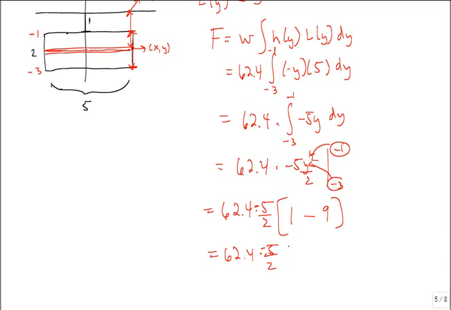-5 halves times -8. And so when you punch all that in, it does become positive because this negative from that depth and this negative from our bounds is going to cancel each other out. You should be getting a positive fluid force every time you do these problems. 1,248 pounds.